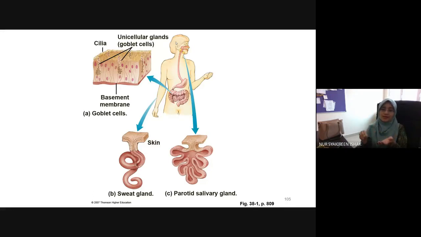Target organ dia salah satunya adalah dekat ovary. Jauh kan brain dengan ovary kan? So the hypothalamus will produce the GnRH and the hormone will enter straight into the blood to travel across the blood until it reaches the target organ, which is the ovary. Itu contoh lah. So that's why endocrine will secrete the hormone straight into the blood.